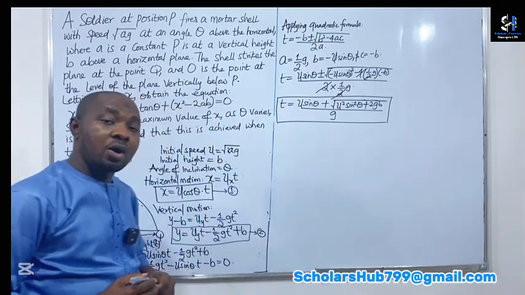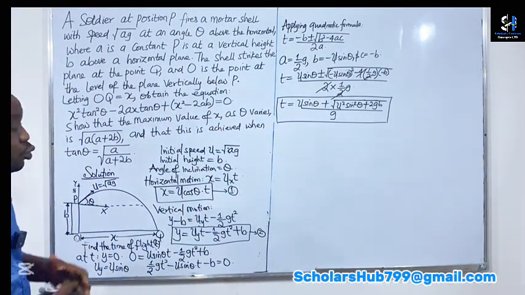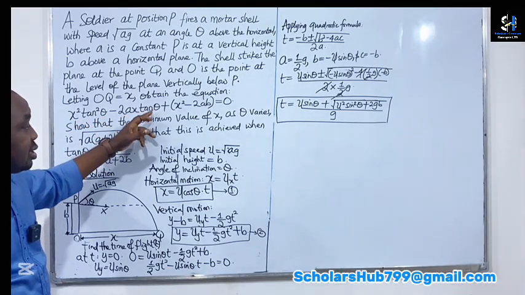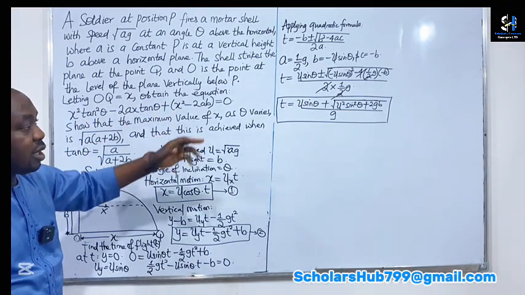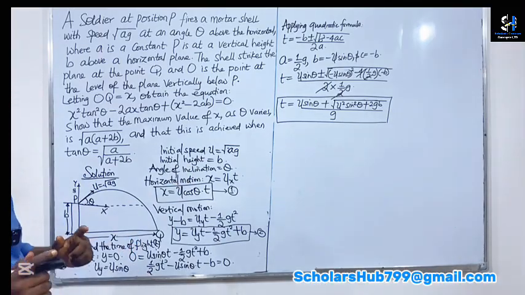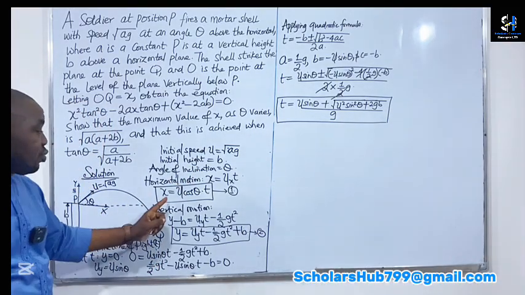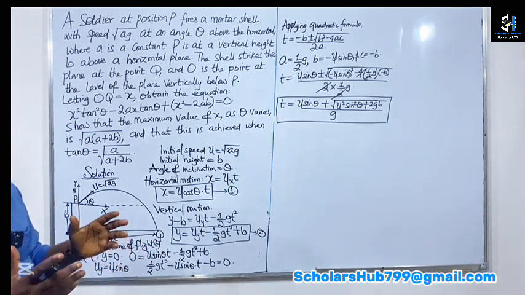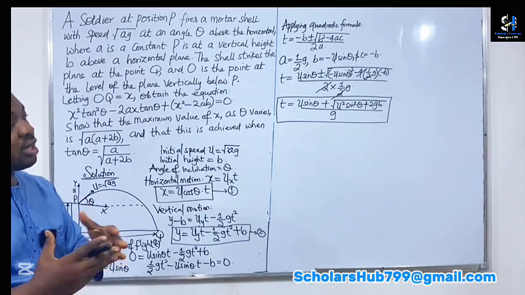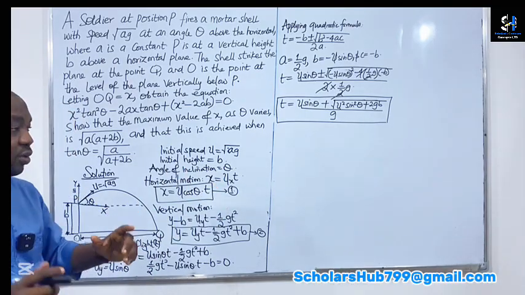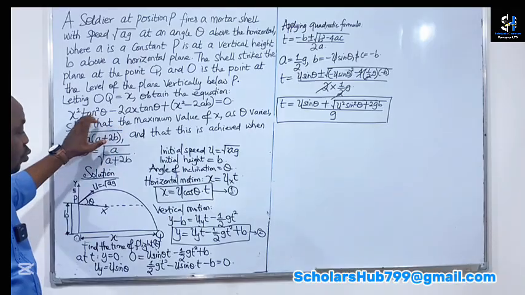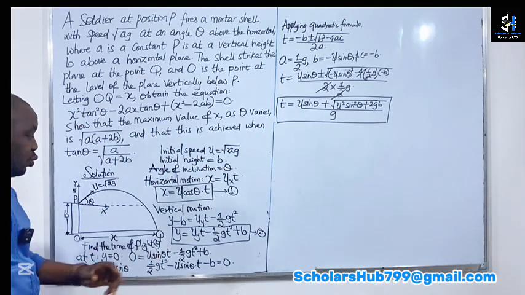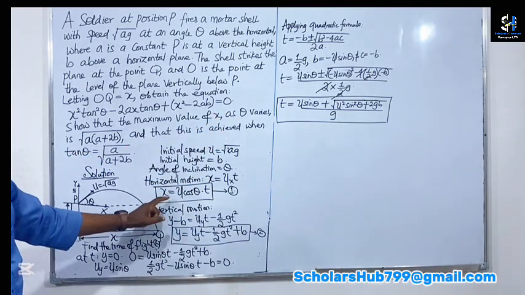Now, let's not forget that our goal is to prove or to obtain this equation: x squared tan squared theta minus 2ax tan theta plus parenthesis x squared minus 2ab. That's our goal. And the only way we can achieve that is by making use of equation 1, which is the equation for horizontal distance. The reason it is important for us to first calculate the time of flight is that in order to achieve our goal, we need to consider vertical motion.